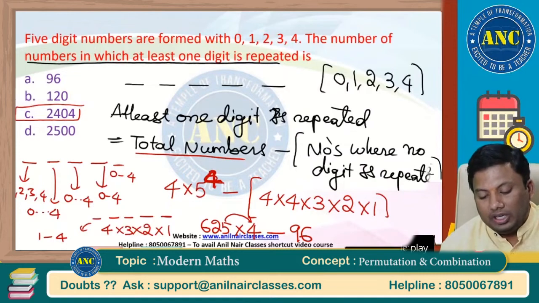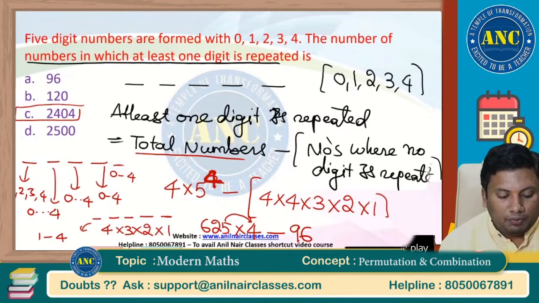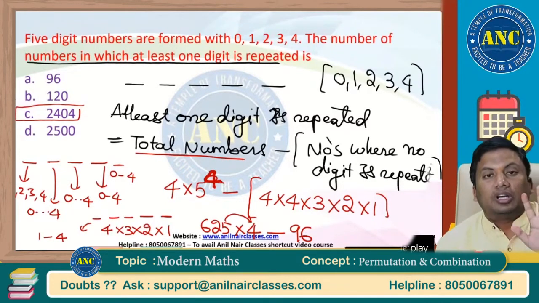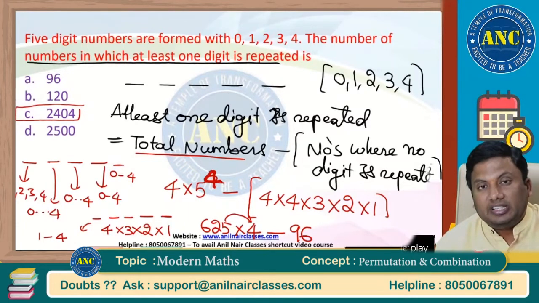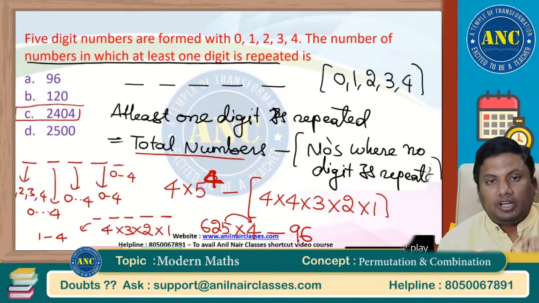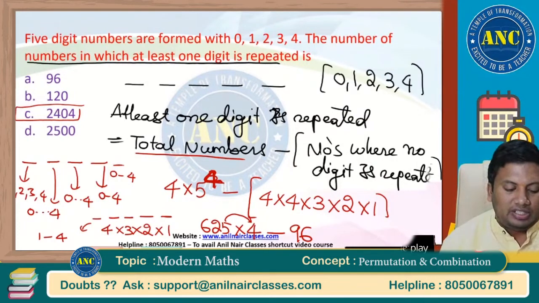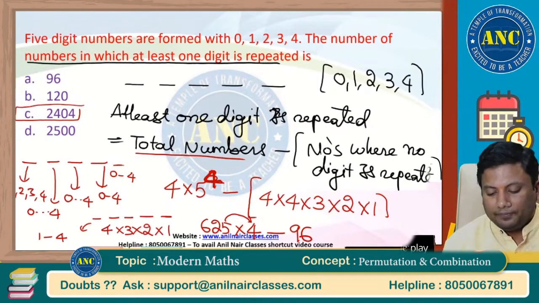Numbers where no digit is repeated. Leftmost 1, 2, 3, 4. Out of 5 digits, leftmost 1 digit is written. Remaining 4 digits. Out of 5 digits, 2 digits are written. Remaining 3 digits, remaining 2 digits, remaining 1 digit. 4 into 4 into 3 into 2 into 1.